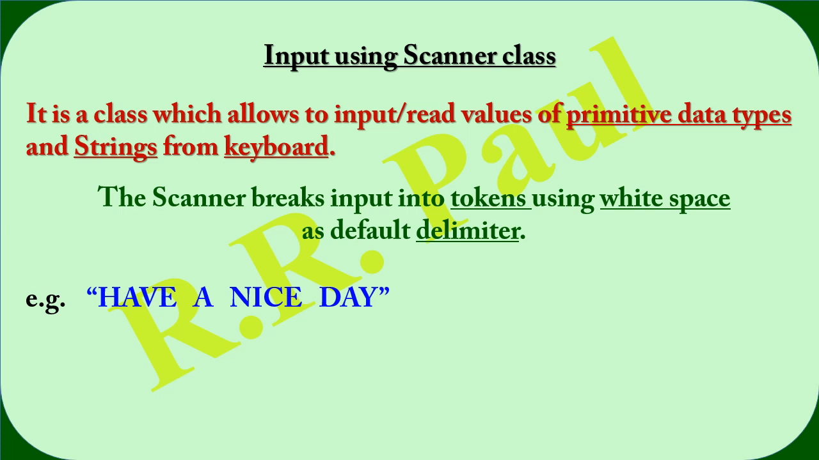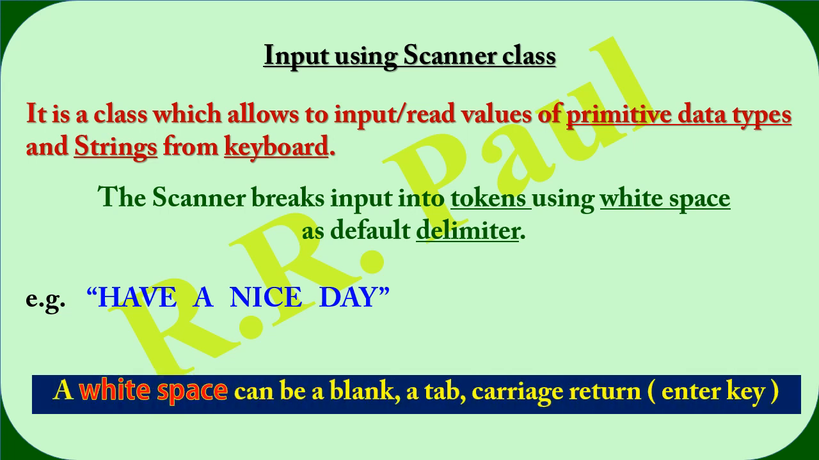Let us say, using scanner class object, we input a string, have a nice day. So it has multiple components in it. And those components are separated by white spaces. Now, what is a white space? It is either a blank or a tab or enter key. So I hope that you can make out the various blanks in it.